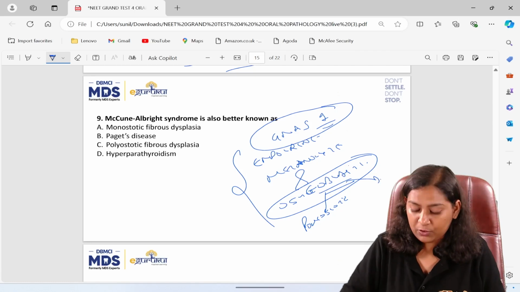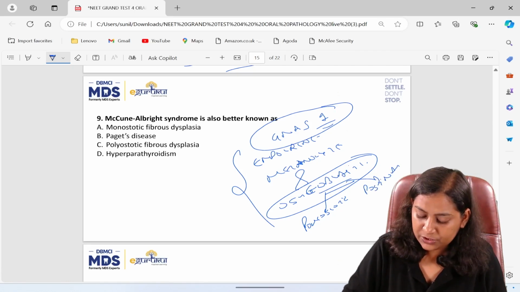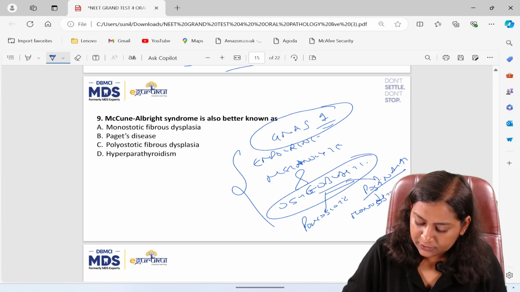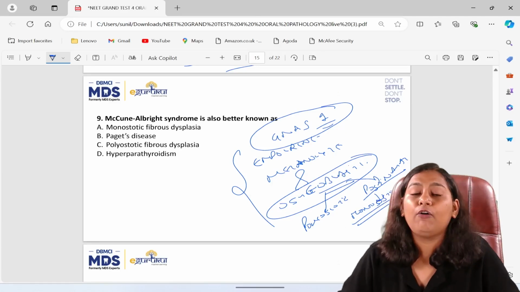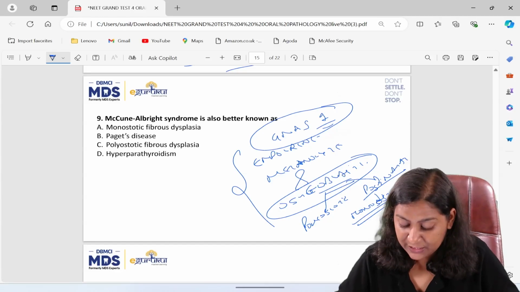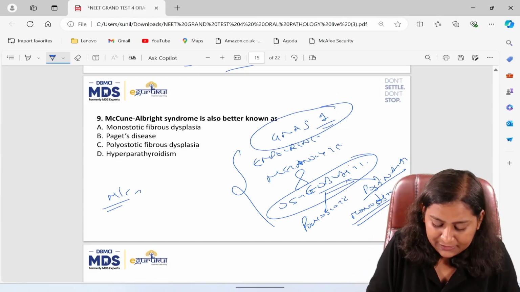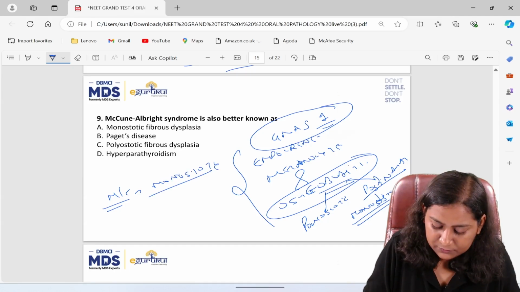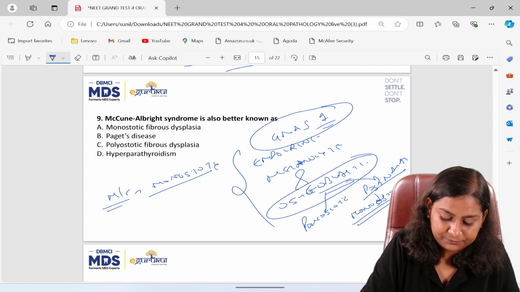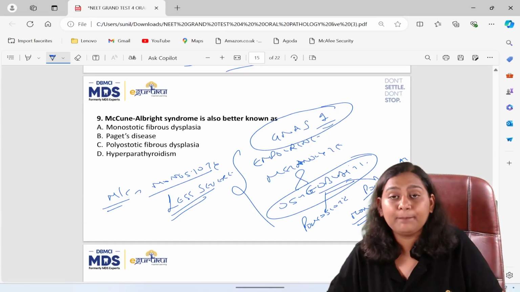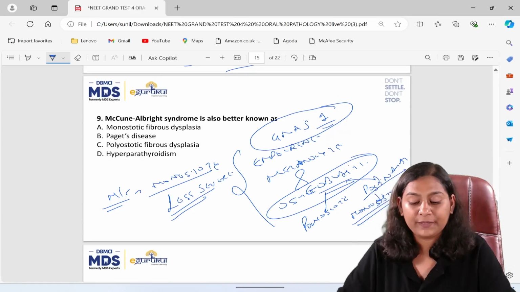Or if it is postnatal, then this is monostotic. Okay. Now, which is the most common type of fibrous dysplasia? Remember, it is not polyostotic. Most common type is monostotic. And this is the less severe form. Why is it less severe? Because it is occurring postnatal. Okay. Only one bone involvement is there.